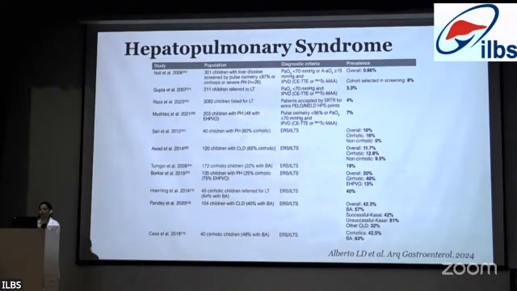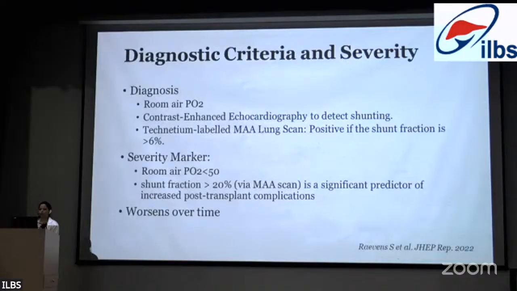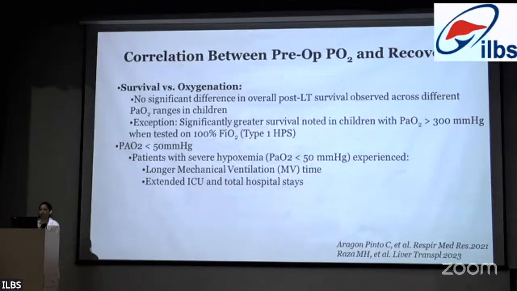So hepatopulmonary syndrome prevalence is quite high in cirrhotic children, most commonly in biliary atresia. Diagnosed by room-air PO2, contrast-enhanced echo to detect shunting, and technetium-labeled albumin scan. Severity is graded if the patient has very low PO2, shunt fraction is more than 20, and this problem worsens over time. There is a correlation between preoperative PO2, that is partial pressure of oxygen in blood, and recovery.